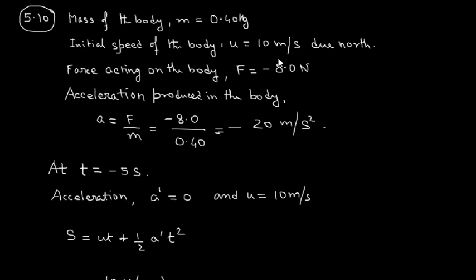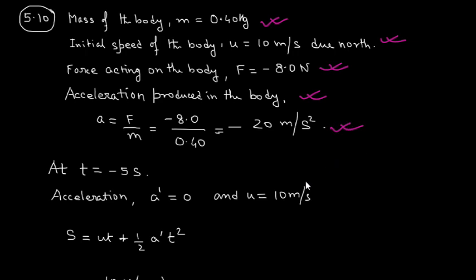So mass of the body is given by m is equal to 0.4 kg. Initial speed of the body u is equal to 10 meter per second due north. Force acting on the body F is equal to minus 8 Newton. Acceleration produced in the body is a is equal to F by m, that is minus 8 upon 0.4, that is minus 20 meter per second square.